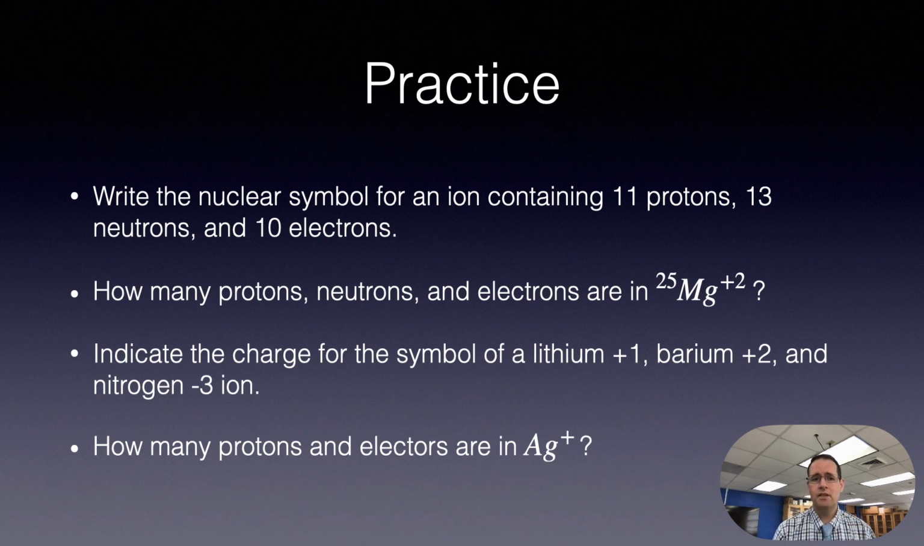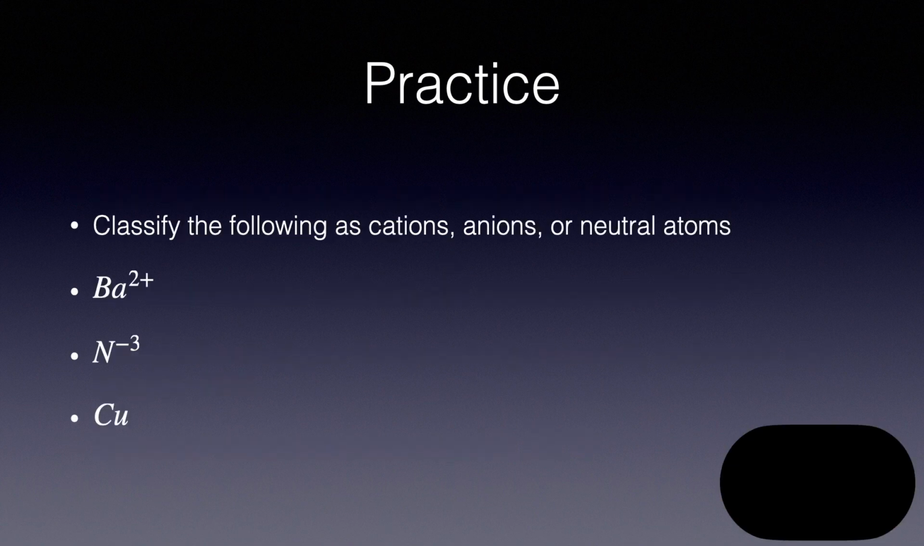Okay. Number 3, we have indicate the charge for the symbol of a lithium +1, barium +2, and nitrogen -3 ion. So remember, the nuclear symbol is going to include the element symbol, right? So lithium would be Li, as we saw, and the +1 is indicated by a superscript to the right, plus. Okay, we don't write +1, we write just plus. So try to do barium +2 and nitrogen -3. How many protons and electrons are in Ag+? Another practice problem, just label these guys as cations, anions, or neutral atoms.